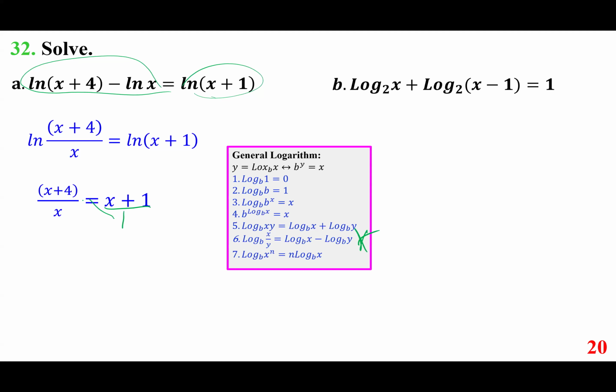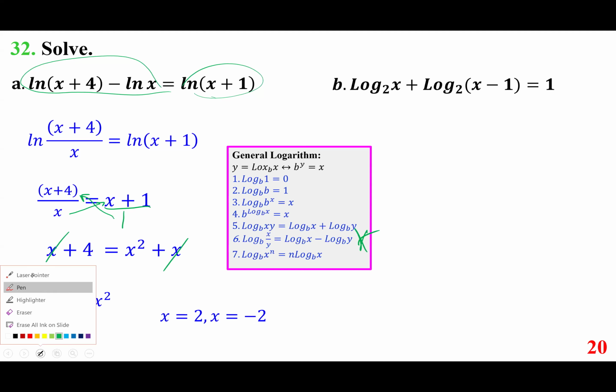We multiply these two, we get x plus 4. We multiply these two, we get x times x plus 1, which is x squared plus x. You don't have to move the x, we just cross it out from both sides. X squared is 4, x is plus minus 2.